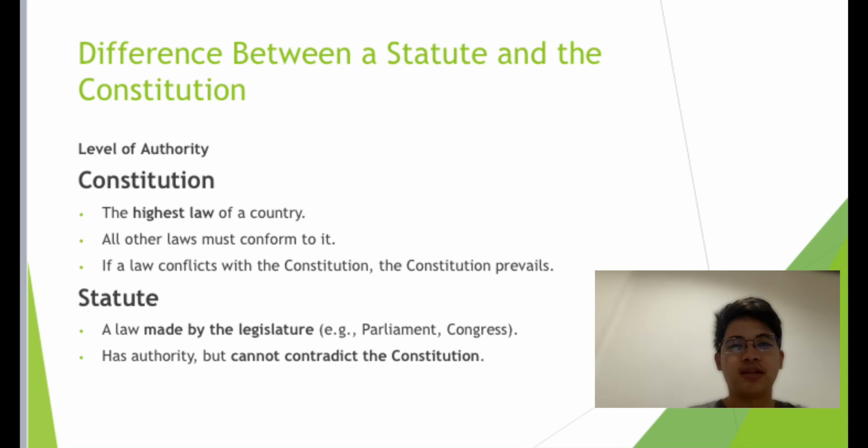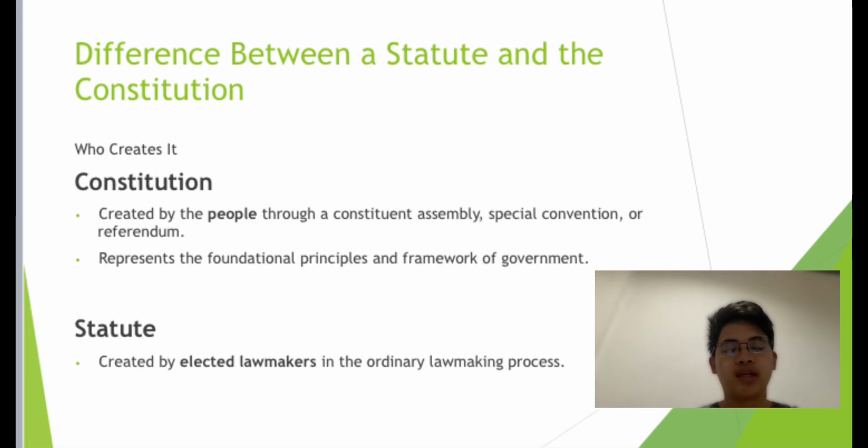Level of authority. The Constitution is the highest law. If other law breaks it, the Constitution wins. A statute has authority but cannot break the Constitution. Who created? The Constitution is made by the people through special meetings or vote. A statute is made by the lawmakers in the usual law process.